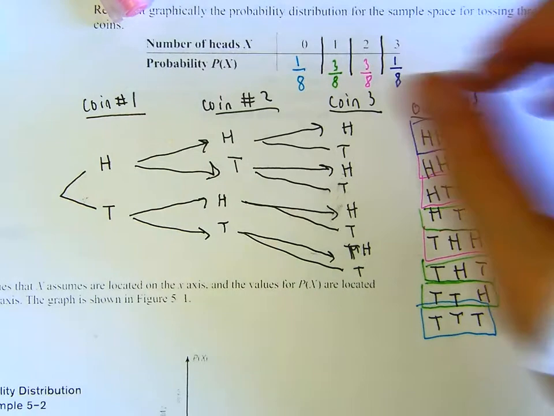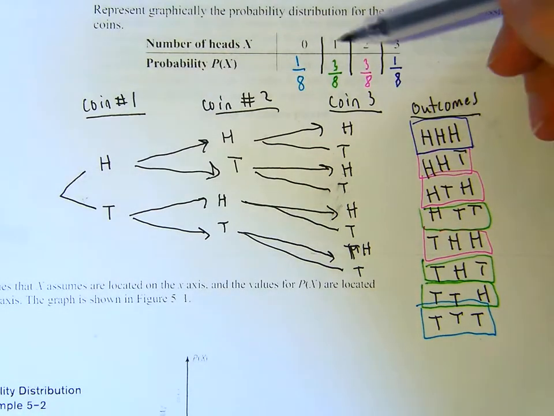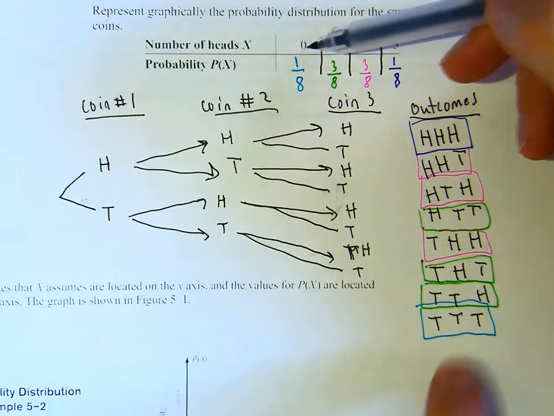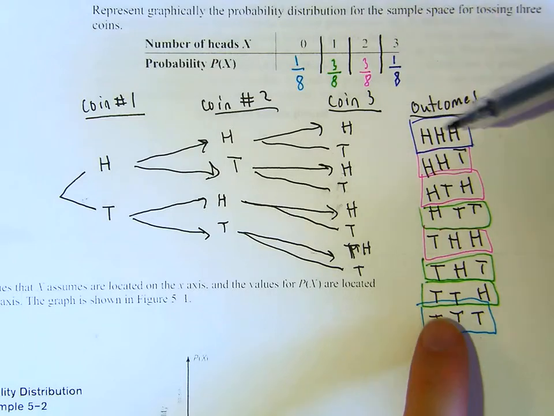Okay, and that's the idea of a probability distribution. It's just stating what's the probability of getting, out of 3 tosses, 0 heads? It's 1 out of 8. 1 head, 3 out of 8, and so on.